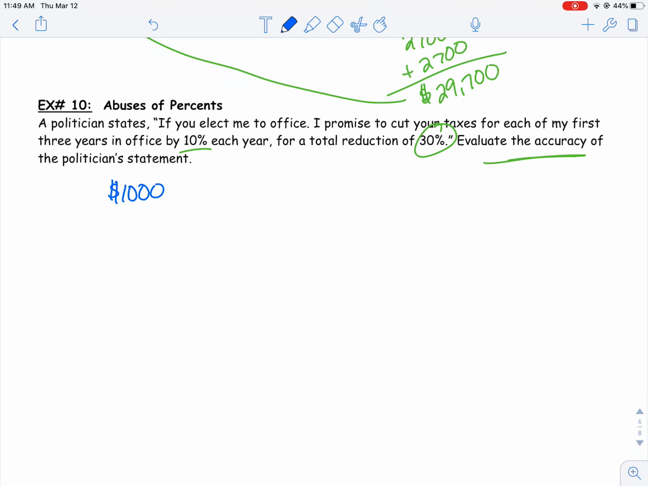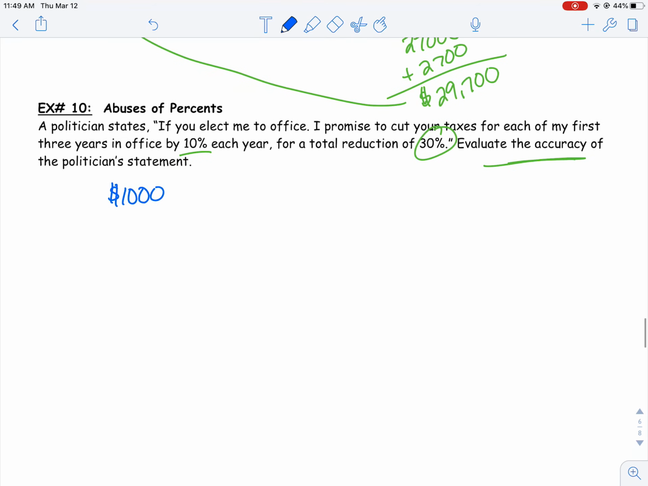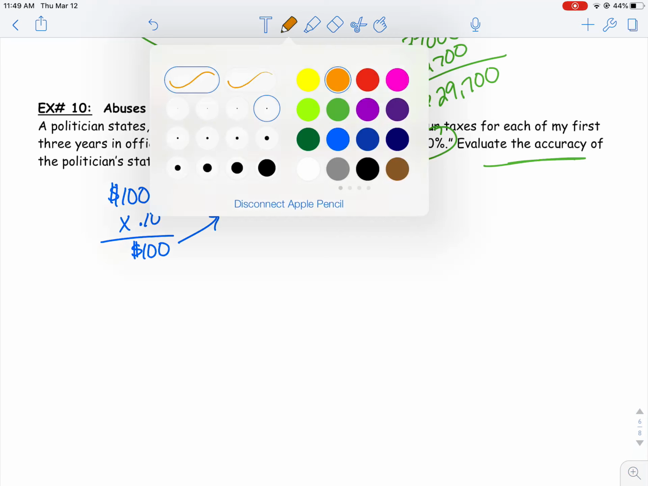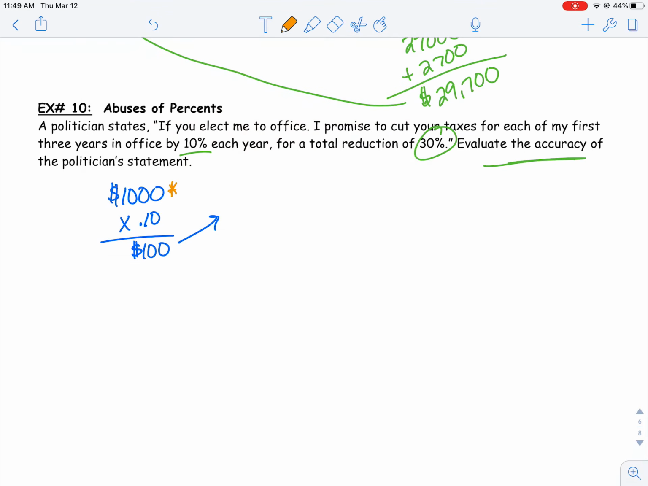If my first year my taxes were $1,000 and this politician said that he or she was going to reduce it by 10%, let's first figure out what 10% of 1,000 is. You should get 100, right? So that means the next year, if they cut the taxes by $100, I'm not paying $1,000 anymore. I'm now paying 1,000 minus 100, or $900, right? So my second year, I'm only paying $900 in taxes. And they promise to cut it again by another 10%. So what's 10% of 900? 90, right? So I was paying $900, but they reduced it by 90. So what's 900 minus 90?